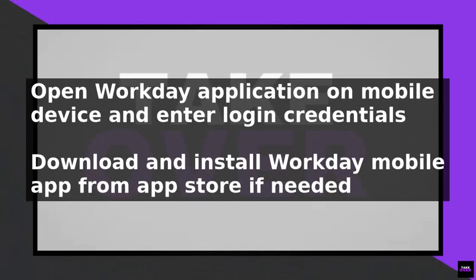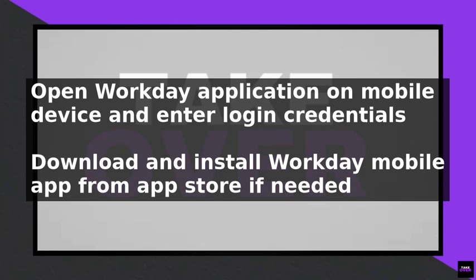To clock in using Workday Mobile, start by opening the Workday application on your mobile device. If you have not already, download and install the Workday mobile app from the App Store. Once the app is open, you will be prompted to enter your company login credentials, including your username and password.